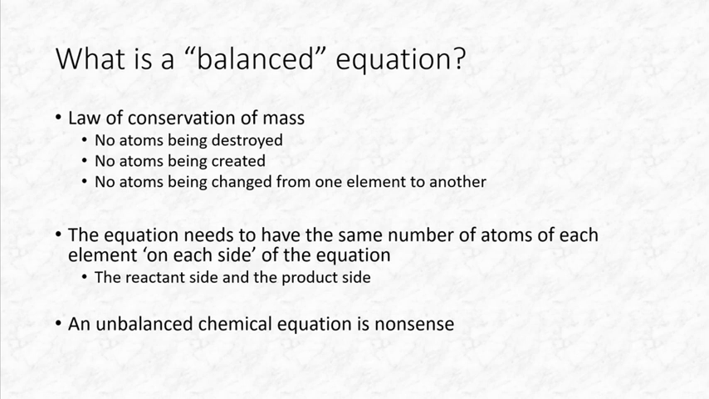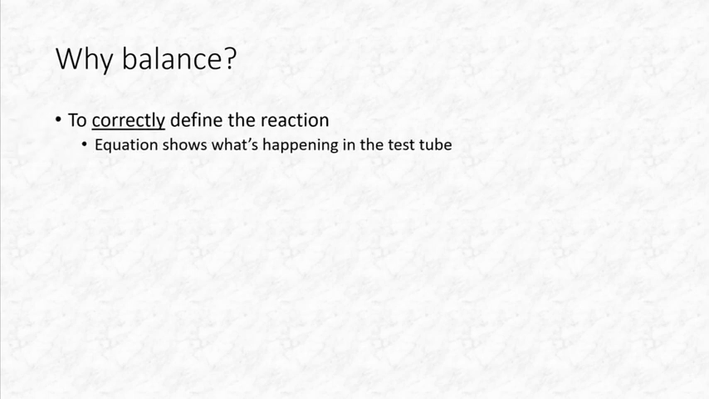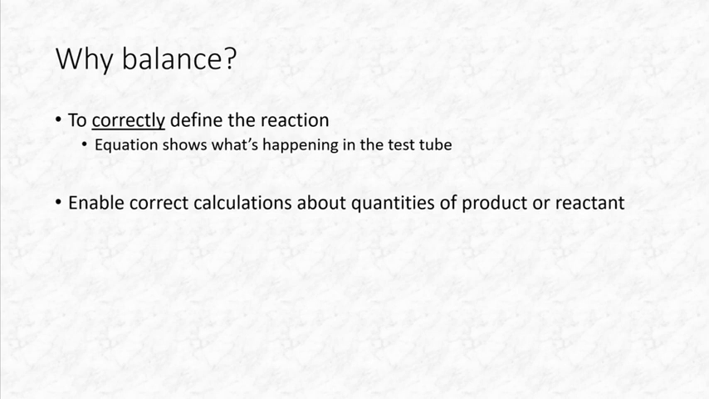And an unbalanced chemical equation is just nonsense. We're not going to get any marks in an exam or even in your homework for writing unbalanced equations. We need to work this one out. So why balance? Because that will correctly define the reaction. It shows what's actually happening in the test tube, in the beaker, in the whatever. And it will enable us to make the correct calculations about quantities of product or reactant. If we haven't got a balanced equation, we can't do that.